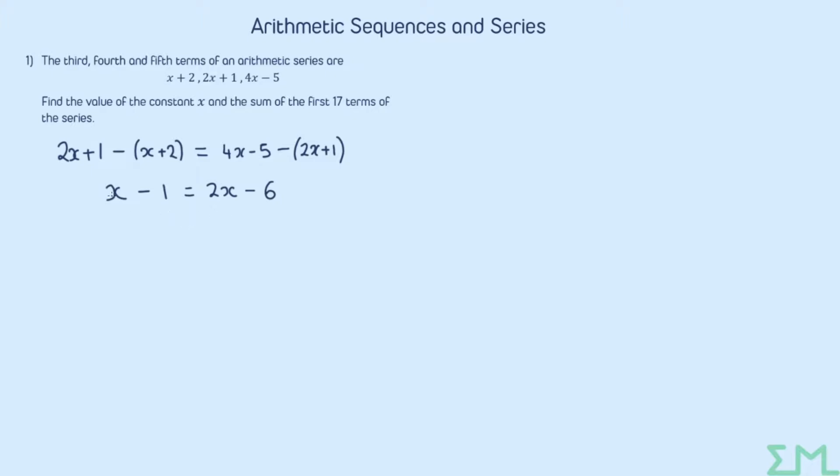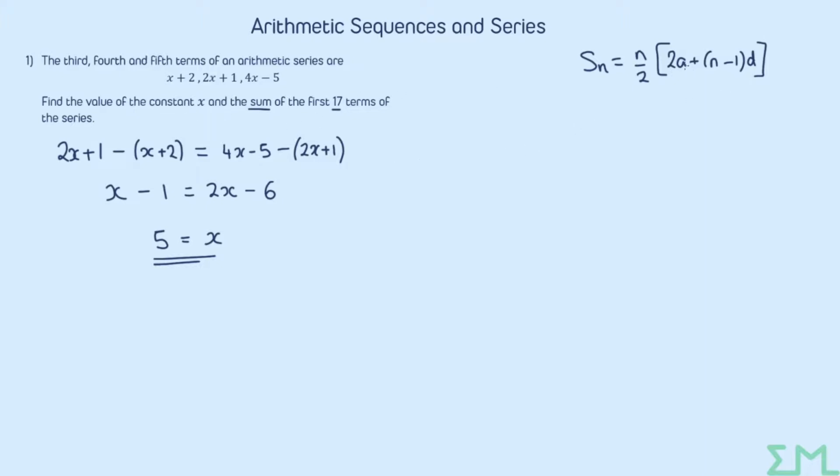We're trying to find x, so I'm going to take away x from both sides of the equation to give me x on this side, and I'm going to add 6 on both sides to get a 5 over here. So we have x equals 5. Now we are finding the sum of the first 17 terms. So the sum of the first 17 terms is going to require the Sn formula, so let's just write it down up here to make sure that we remember it correctly. Now it is given in the formula sheet, but it's always good to know your formulas off by heart.